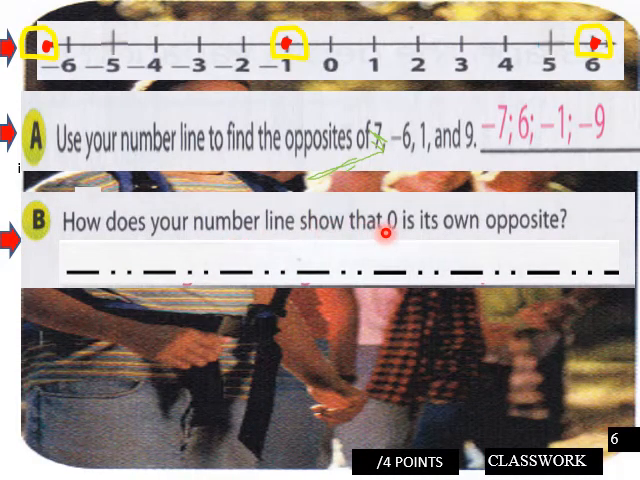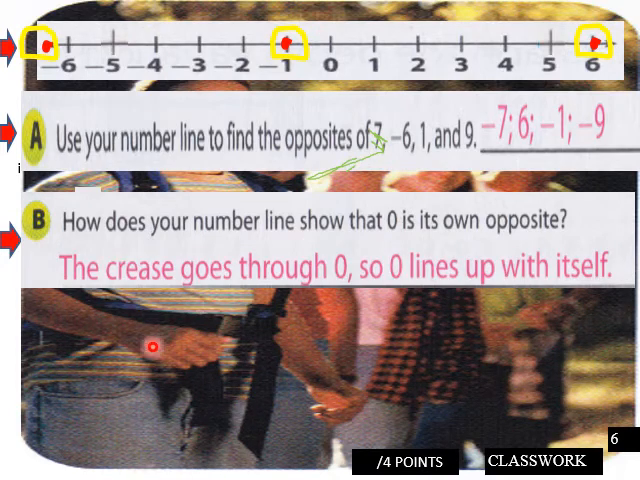How does your number line show that 0 is its own opposite? How would you show it on the number line? Well, where would you go to plot the opposite of 0? You'd have to stay right here. So this would be 0, and then put 2 dots at 0. That'd be one way to do it. The crease goes through 0, so 0 lines up with itself. The way that they do that is they fold this number line in half, and then that will be its opposite. That's one technique. Or you could just mentally say 0 is its own opposite.